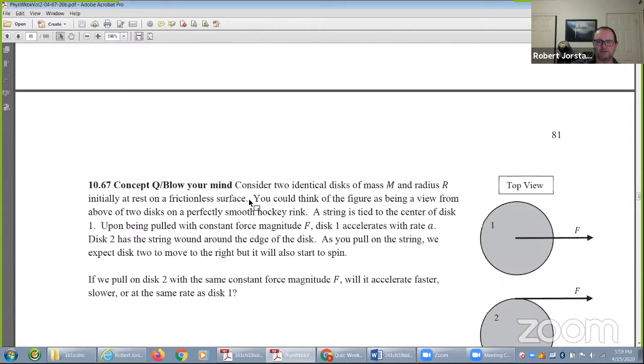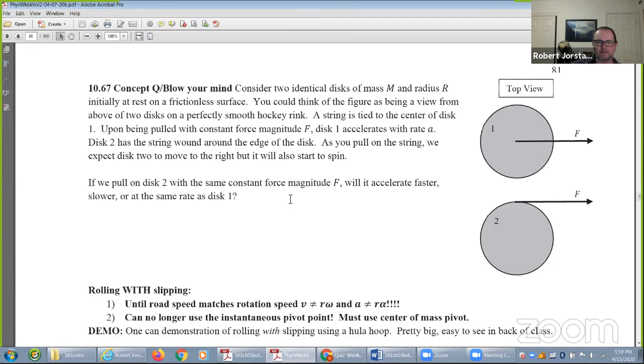Oh, I love this one. 10.67. Take a second to read this one. Identical discs, identical force, aerial view, you're viewing from on top. They're like hockey pucks or something. A string pulls one of them to the right, and it's going to accelerate. Now, in the second case, we're going to pull on the string, but it's going to spin. Which one should accelerate faster? 1 or 2? Don't look at the answer. Take your guess.